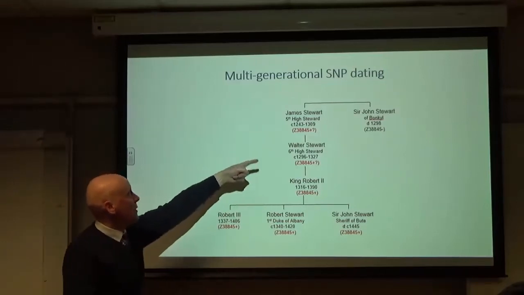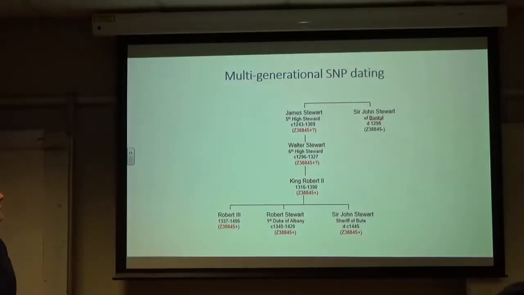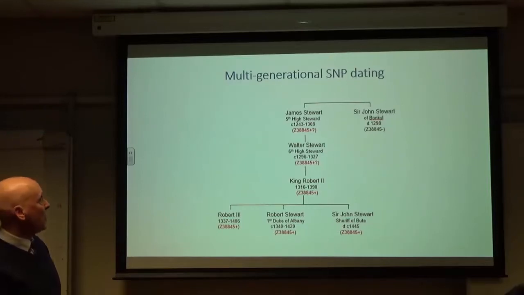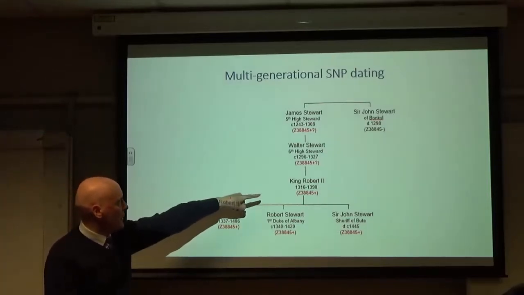For these two other generations, there are no surviving male lines from any male siblings of Walter Stuart or of King Robert II. So in other words, we can't pin down a specific SNP progenitor, as the lines are not available to do the specific testing required, but we can refine it down to the fact that Z38845 must have occurred in one of those three individuals there.